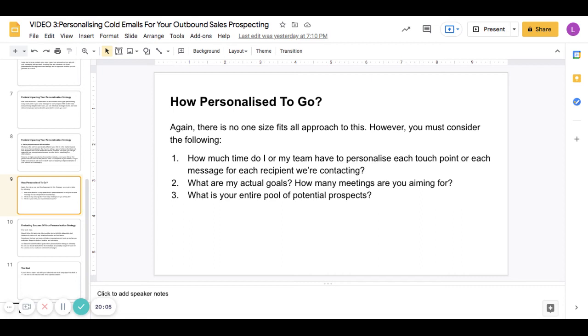Last but not least, what's your entire pool of prospects? We really covered this in the first factor with target market size, but it's important to touch upon it again. If your pool of prospects is, say, 3,000, that's your entire target market size on the planet, and you reach out to 1,000 prospects a month, that means in 3 months you've literally reached out to your entire market.